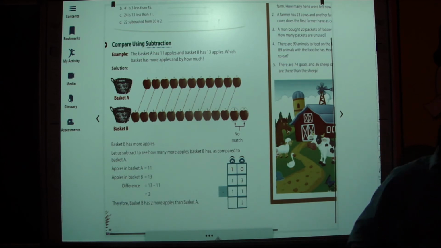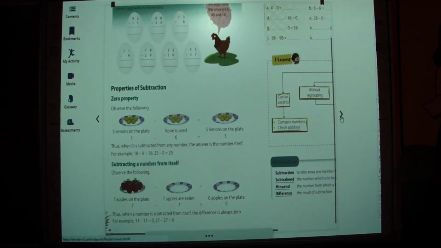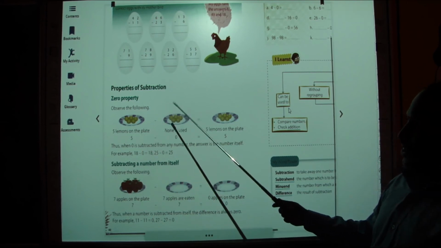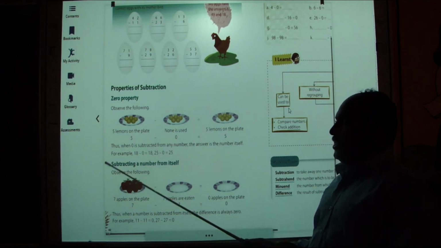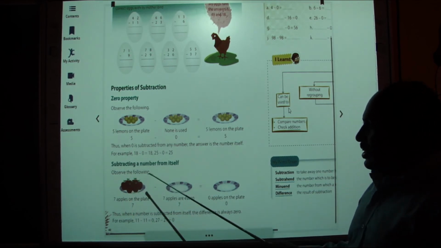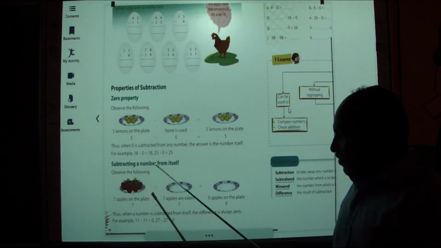The next one, properties of subtraction. We have two properties. The first one is the zero property, and the second one is subtracting a number from itself.